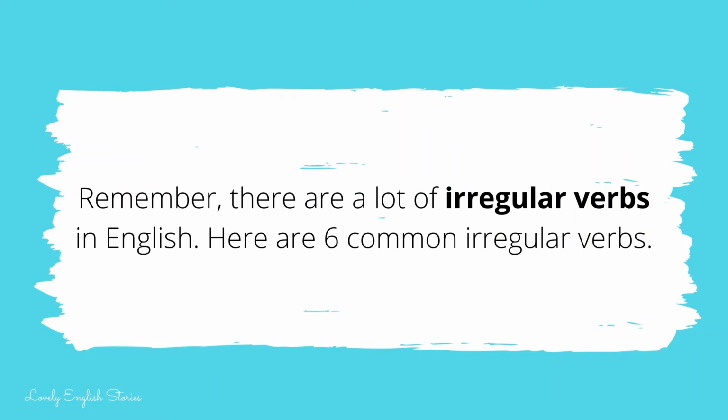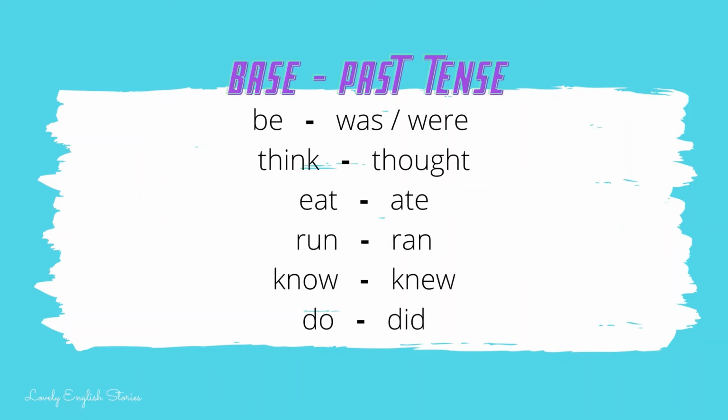Remember, there are a lot of irregular verbs in English. Here are 6 common irregular verbs. Be, was, were. Think, thought. Eat, ate. Run, ran. Know, knew. Do, did.